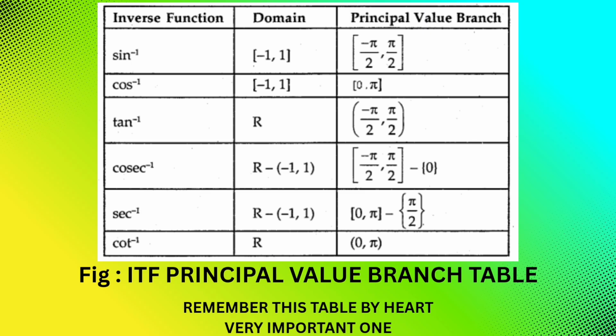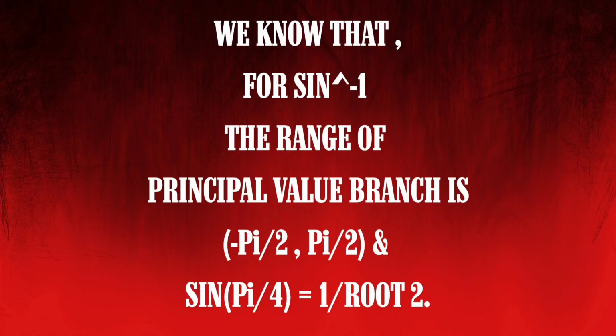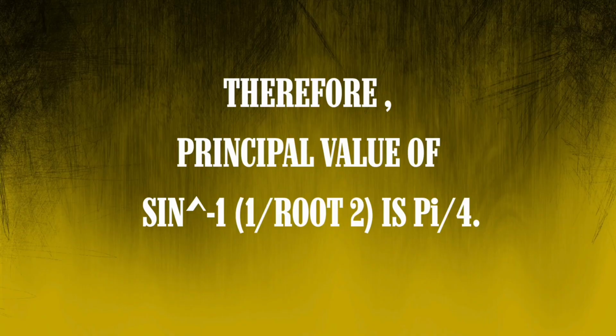We know that for sine inverse the range of the principal value branch from this table is minus pi by 2 to pi by 2, and sine pi by 4 is equal to 1 by root 2 as per the trigonometric table. And therefore the principal value of sine inverse of 1 by root 2 is pi by 4.